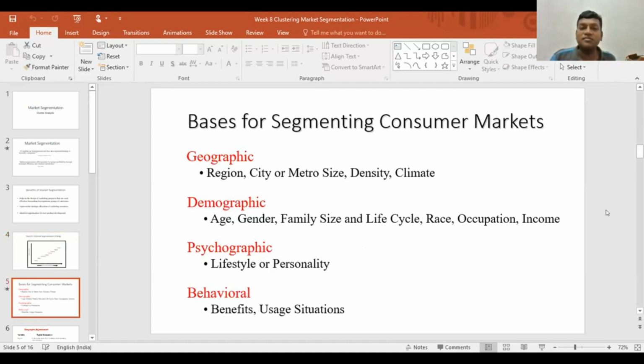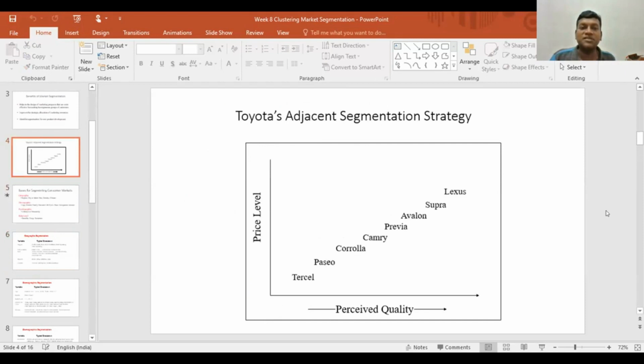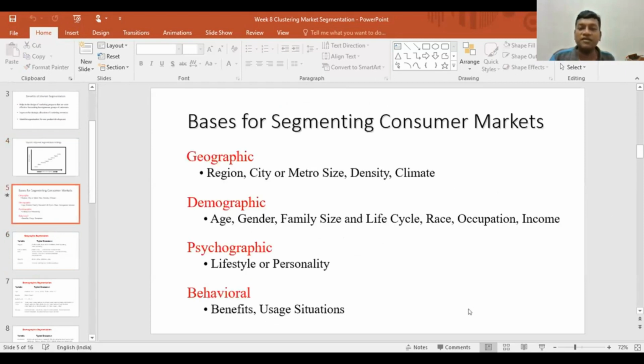And again, what are the bases of these? There are four known bases of customer segmentation. These are geographic, which is the region or city, the size of the city, density, climate; demographic, which is age, gender, family size, and life cycle. What is family size and life cycle? Could anyone pitch in? So whether single or married, if married, then with children, without children, those will come under family size.